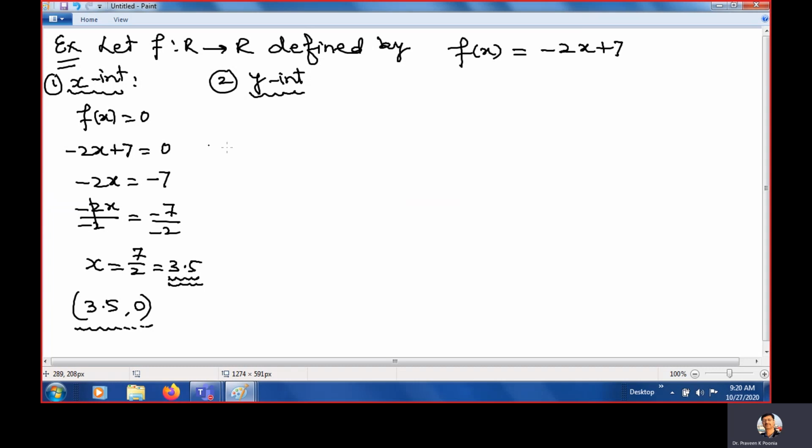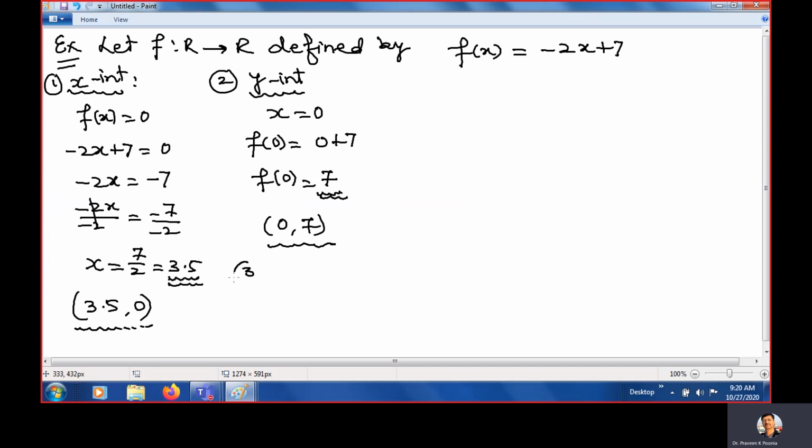No problem. So y-intercept, how do you find y-intercept? Put x equal to 0. So f(0) is equal to how much? It is 0 plus 7. So f(0) is equal to 7. So what is the value of y-intercept? The value of y-intercept is 7. And from where will the curve pass? It will pass through 0, 7. Clear? These are the 2 things.